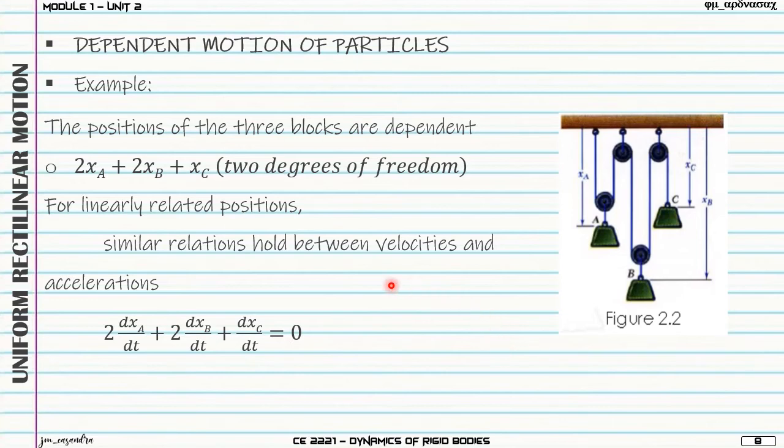And at the same time, taking the derivative of our velocity, we'll now have 2 dVA over dt plus 2 dVB over dt plus dVC over dt equal to 0. So we know that dVA with respect to time is our acceleration. So this will now be simplified again to 2 times acceleration A plus 2 times acceleration B plus acceleration C, and that's equal to 0.